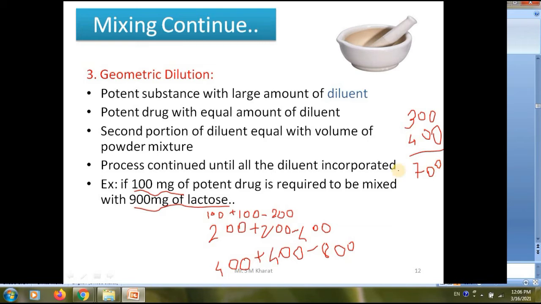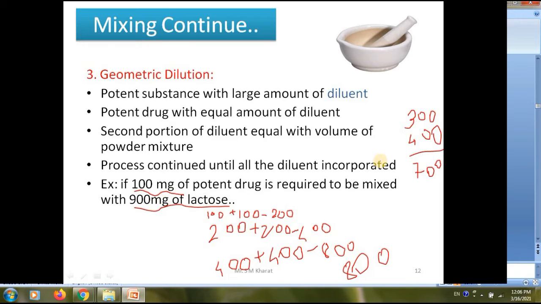Fine. So now this is 700 mg of lactose. So total powder, how much will I get at this third step? That is 800 mg. Okay, so in this 800 mg I will add the remaining powder of lactose, because in this last step I can't add an equal amount. What is my final requirement?